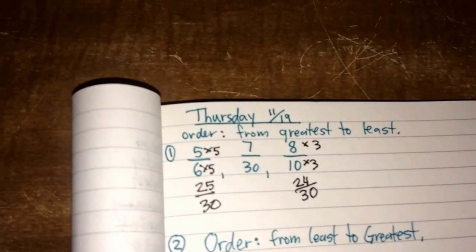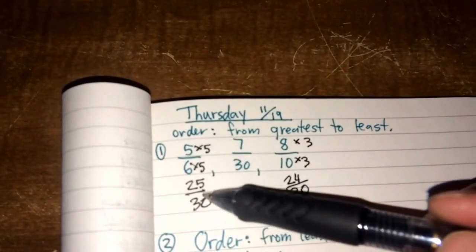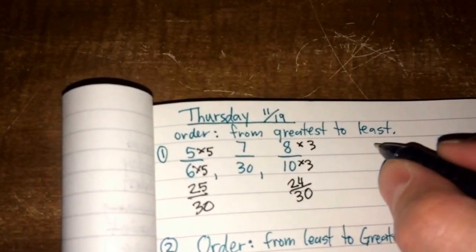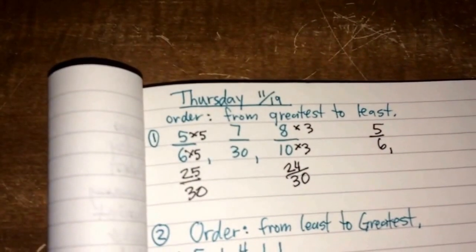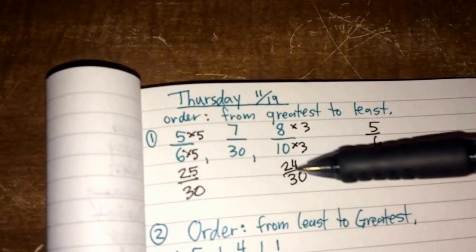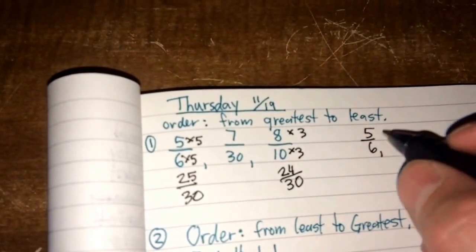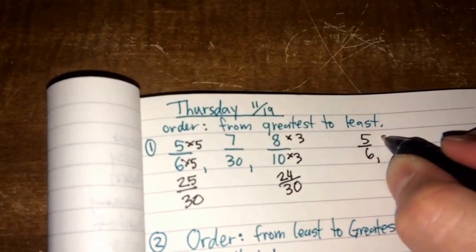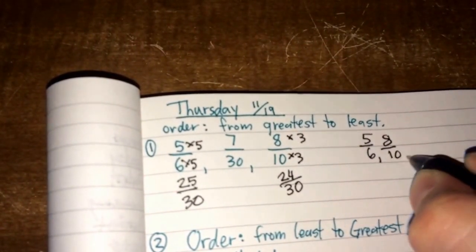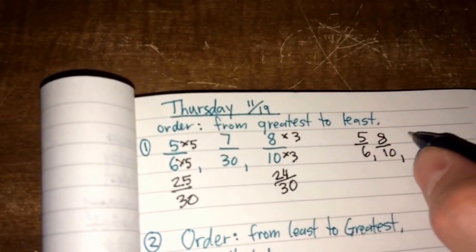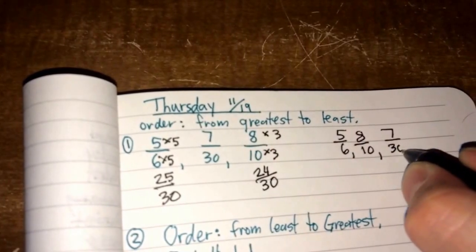From greatest to least. So my biggest fraction is going to be 5/6 because I know that's equivalent to 25/30. So I've got 5/6. Then my second biggest fraction is going to be 24/30, or its equivalent of 8/10. Because remember, I want to start from the original fraction. I found the equivalents only to help me solve the problem. And then finally, 7/30 is the smallest.